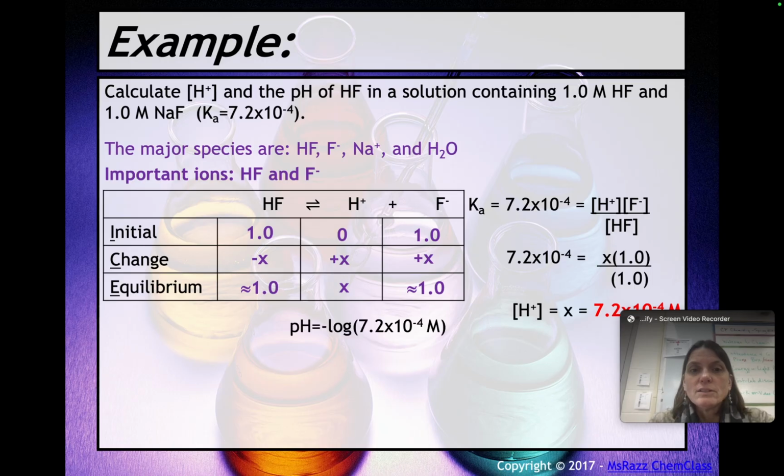There's our hydrogen ion concentration. We take the negative log of that number, and we get the pH of our solution. The pH is going to be slightly higher than it would be if it was just the acid by itself, because remember, by adding that F minus, we're pushing the equilibrium to the left, decreasing the H plus concentration. Okay, that brings us to the end of section 15.1.